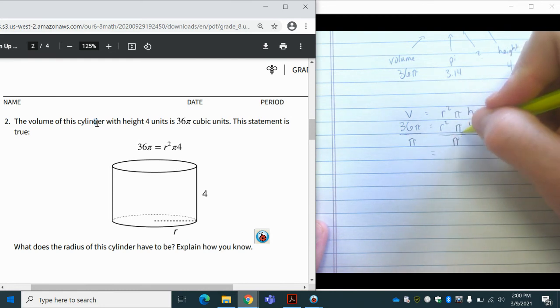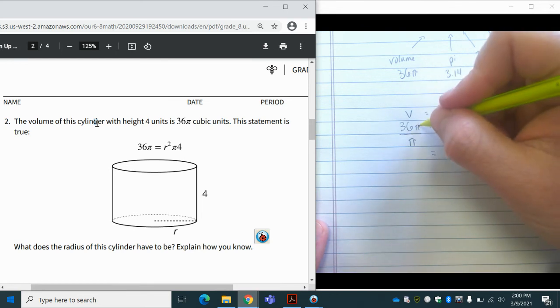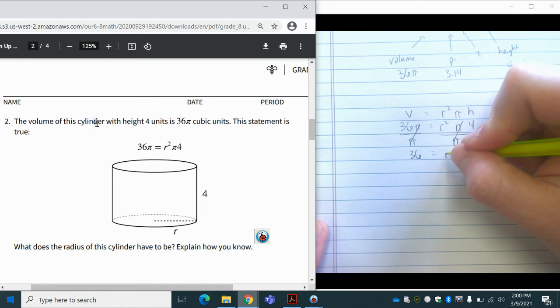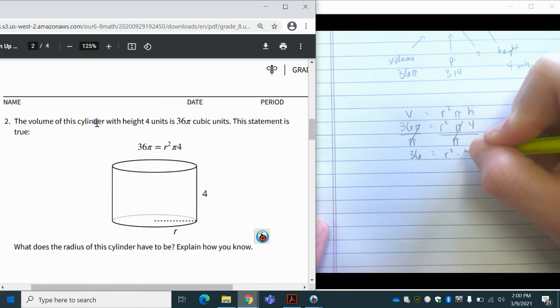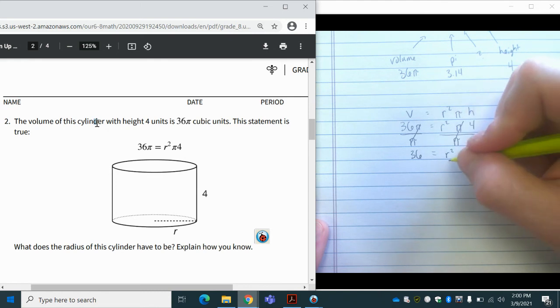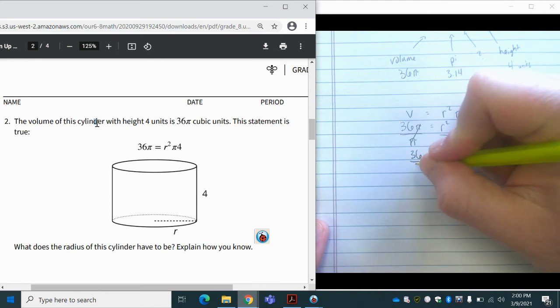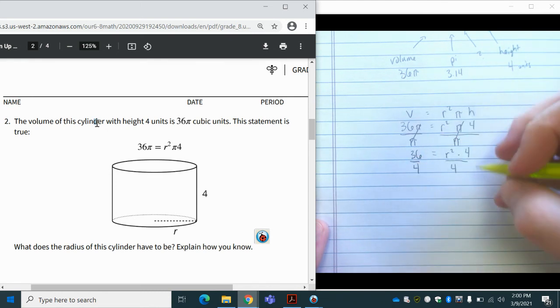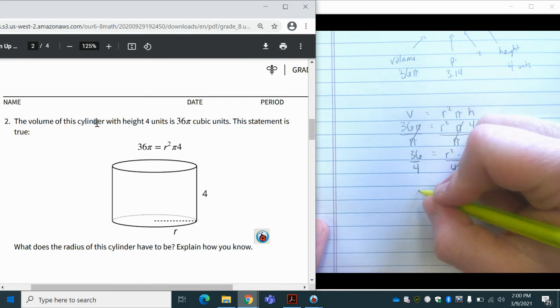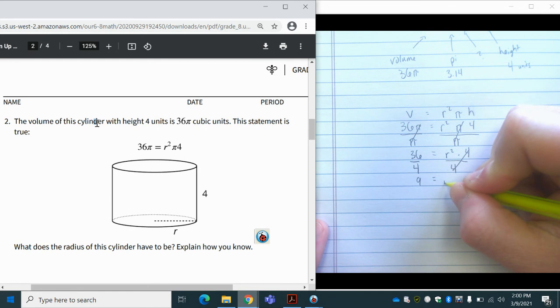Pi divided by pi is really 3.14 divided by 3.14. That's 1. So you can cross that out. Same thing over here. Pi divided by pi is 1. You're left with 36 is equal to r squared times 4. So now we need to isolate the r squared. We divide by 4 on both sides. We want to get r by itself. 4 divided by 4 is 1. 36 divided by 4 is 9. So 9 is equal to r squared.